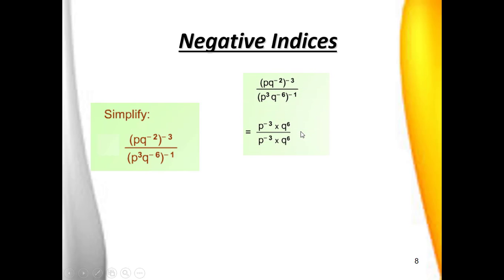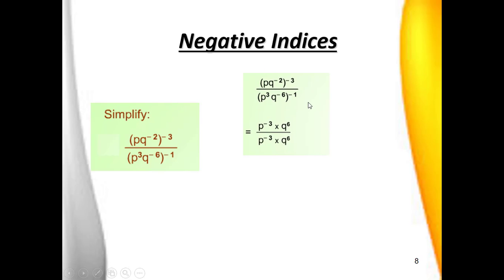Okay, so that's another way of doing it. But this answer here shows that they remove the bracket first. So when you have p to the power of negative 3 and then q to the power of negative 3 times negative 2 times negative 3, that would be q to the power 6.